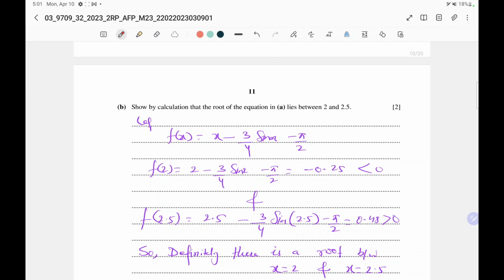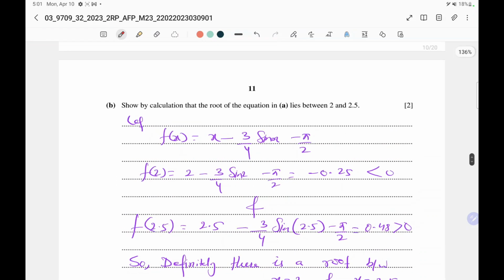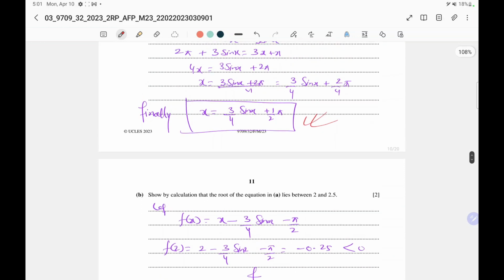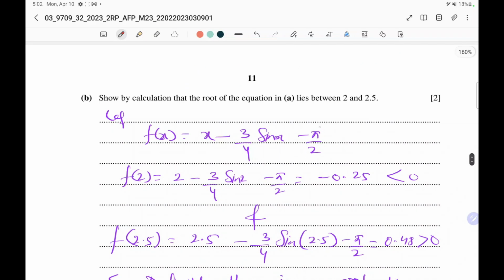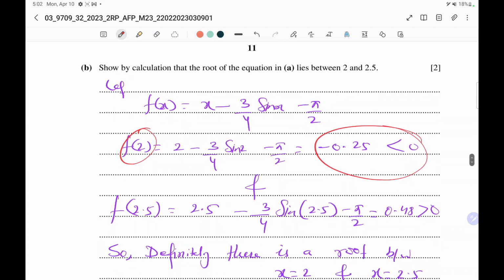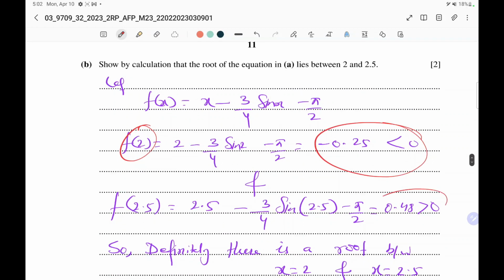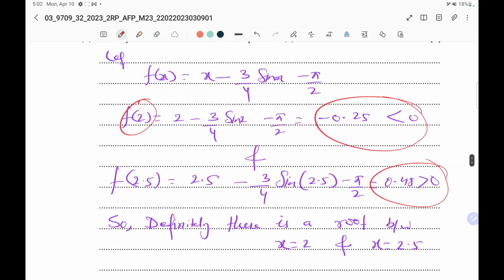Now show by calculation that the root of the equation lies between 2 and 2.5. So guys, we can just make one function. Take everything to the left side, then x minus 3 by 4 sin x minus pi by 2. This is your f(x). Just find f(2), which is negative, I got. Find f(2.5), which is positive, I got. So the sign is changing, so definitely there is a root between 2 and 2.5.